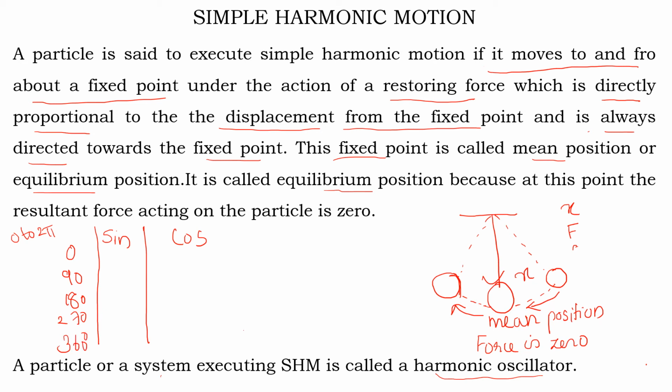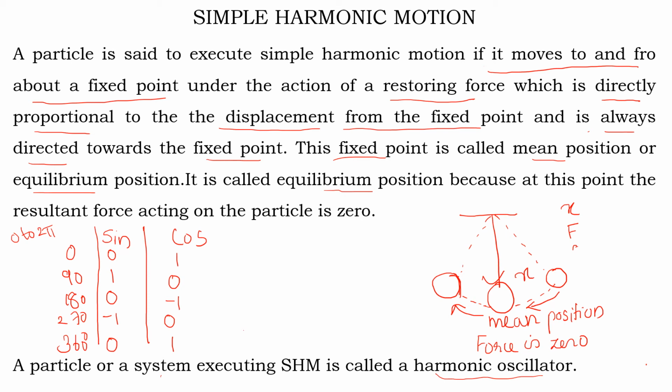We have already studied that sine 0 is 0, sine 90 is 1, sine 180 is 0, sine 270 is minus 1, and sine 360 is 0. That is, the value varies from 0 to 360 as 0, 1, 0, minus 1, 0. Similarly for cosine, cos 0 is 1, cos 90 is 0, cos 180 is minus 1, cos 270 is 0, and cos 360 is 1. That is, the value of cosine varies as 1, 0, minus 1, 0, 1.